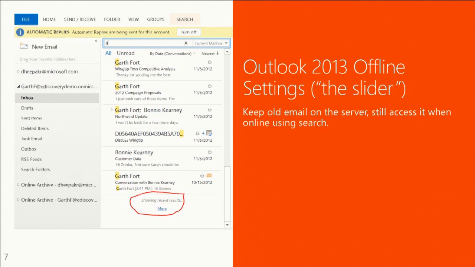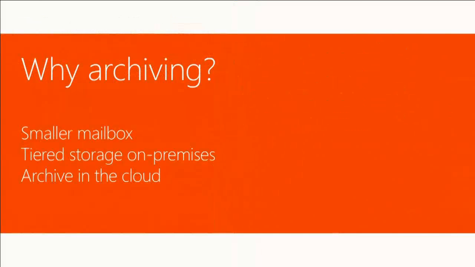The experience, of course, here is when you search, it's going to search on the server in the same mailbox. It's still going to bring you the mail as long as you're online. So no archiving. The reason you do need archiving, smaller mailbox. Okay. Tiered storage is one of the big benefits. So when we launched archiving in Exchange 2010, you could keep the archive mailbox on the same mailbox database as the user's primary mailbox. Okay, so no tiered storage.